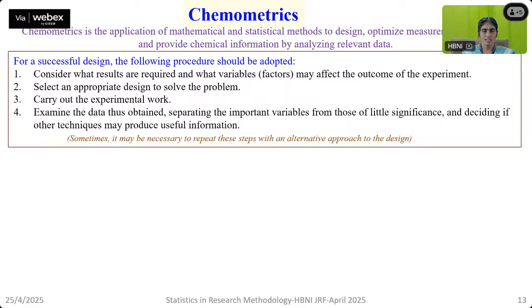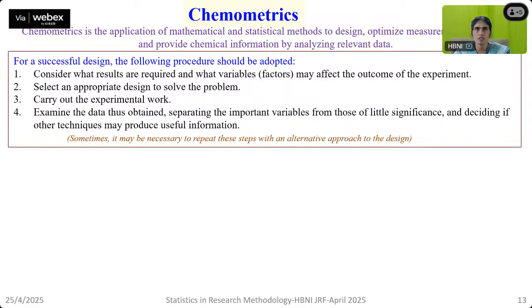So this way statistics, as we discussed in the very first class, is very largely used in chemometrics. Essentially, chemometrics is the planning, optimization and analysis of research data. For this, the procedure should be like this.